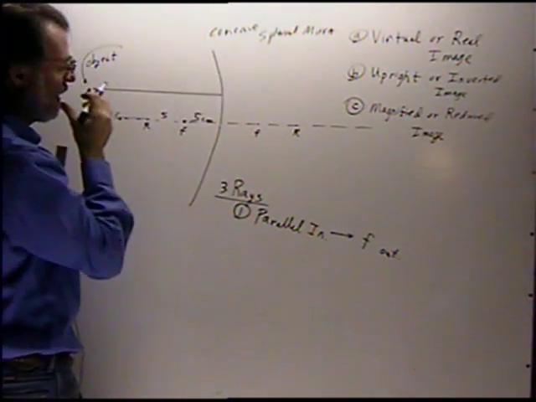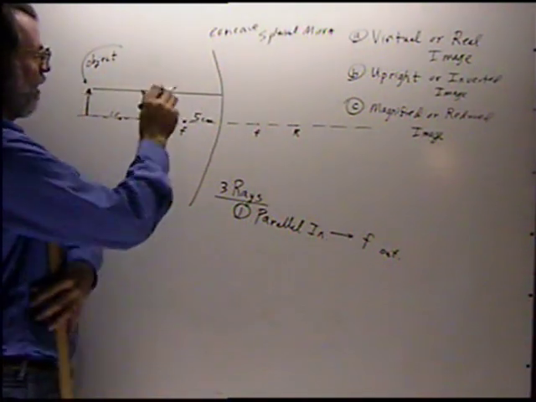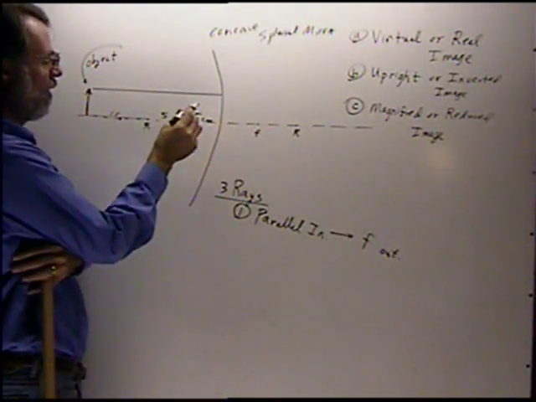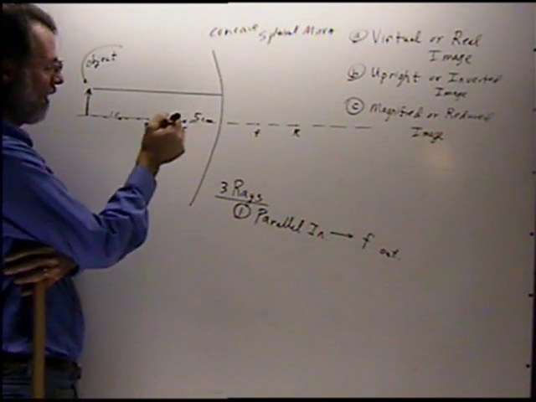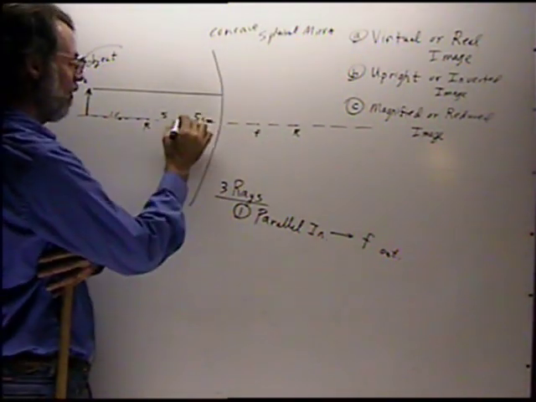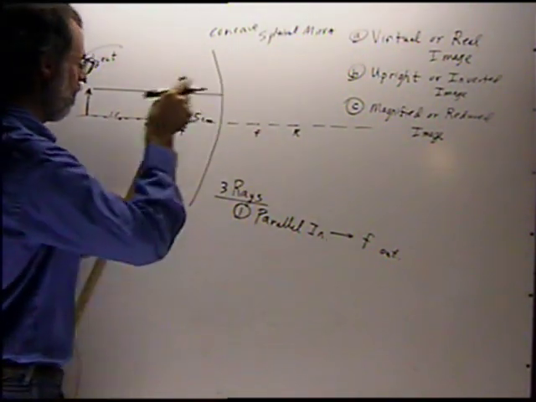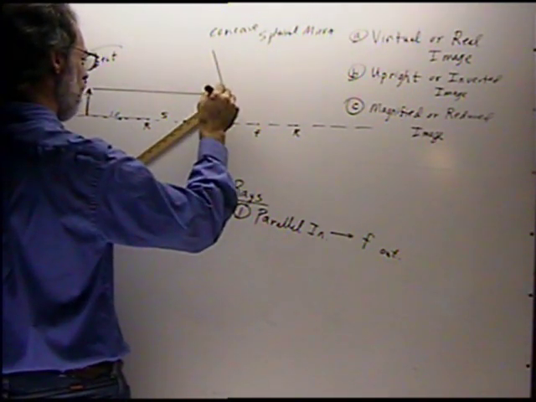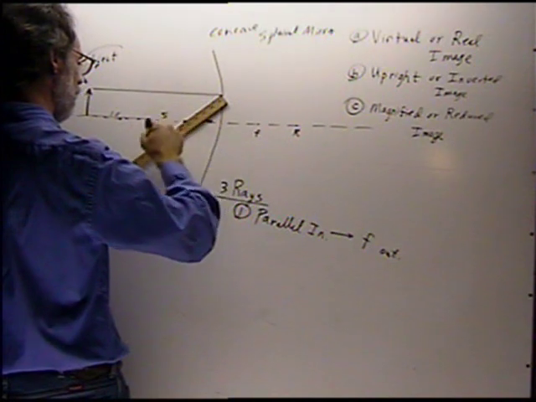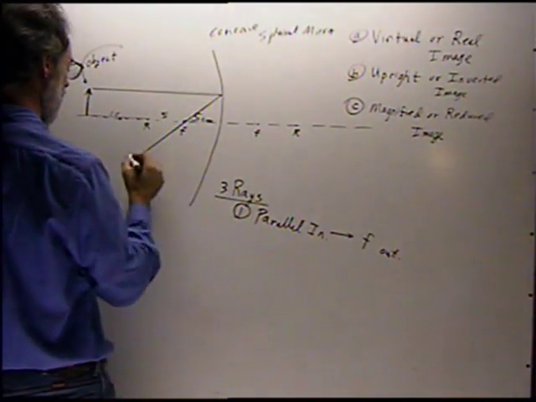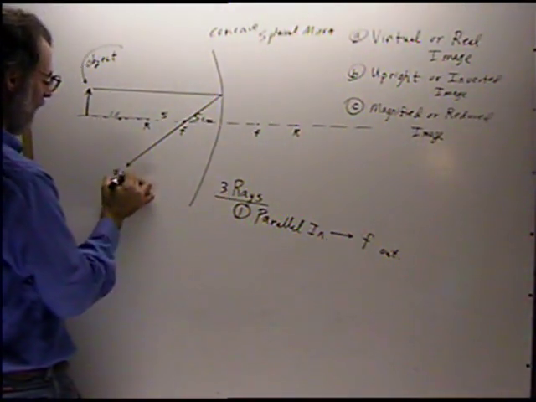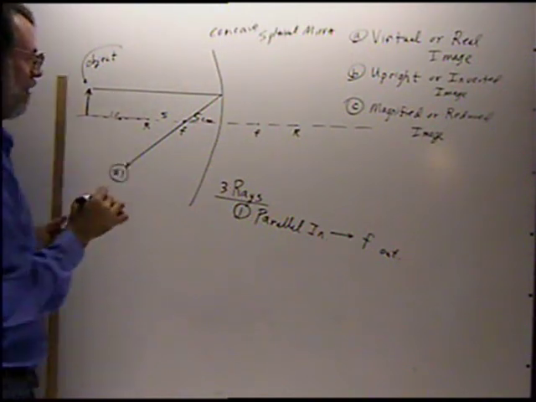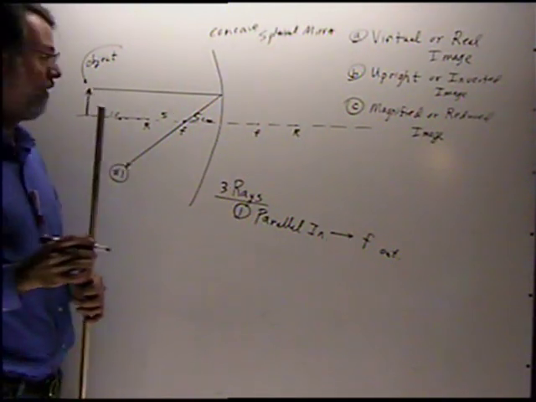Now, remember, if a line comes parallel into a spherical mirror, where does it reflect? It reflects through the focal point. So it comes and it will reflect through this focal point. Okay, that's what we call ray number 1. And you always number your rays. Okay, number your rays.